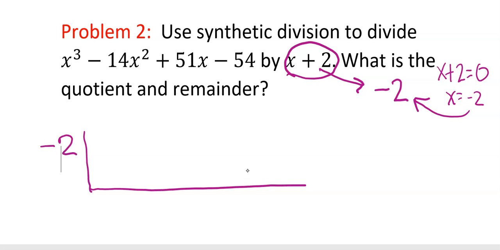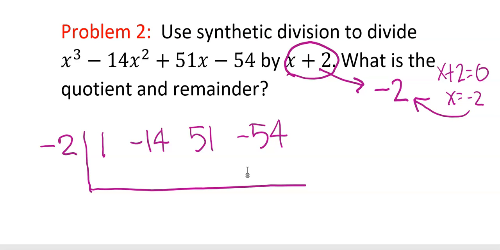Then we check the thing that we want to divide into. We have cubed, squared, x, number. Looks good, right? So I'm going to take the numbers only. The number ahead of the x cubed is a 1. The number ahead of the x squared is -14. Take the signs and everything. In front of the x is a 51, and then we have a -54. So that's my top row. I'm going to need to put numbers in here in just a second.